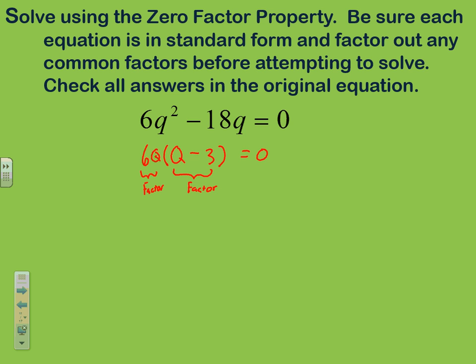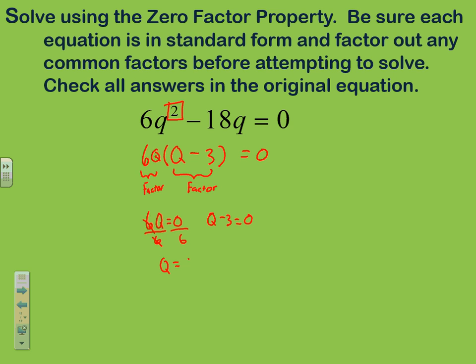So we have two factors, and it kind of makes sense. Since the degree is a 2, I should have two factors, because the degree tells you how many solutions there should be. So set each factor equal to 0, and solve. Here, if I divide both sides by 6, 6 divided by 6 is 1, so I have 1q.